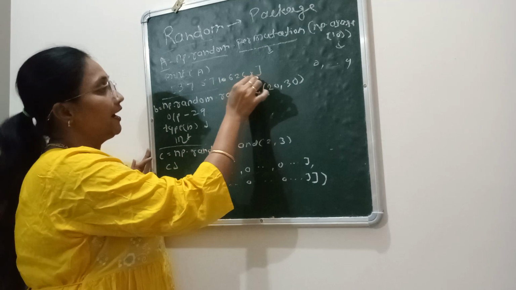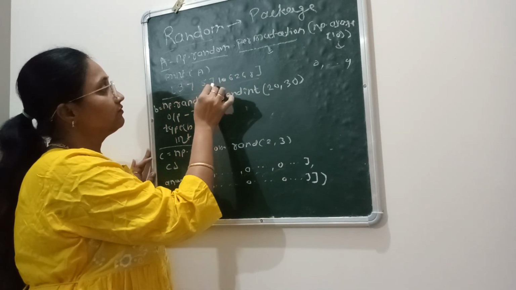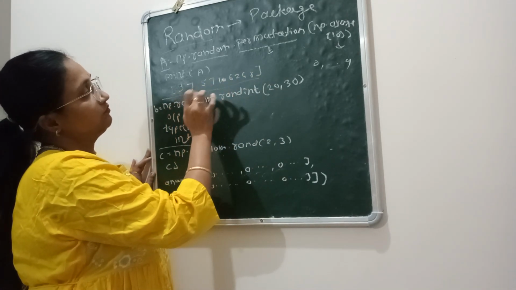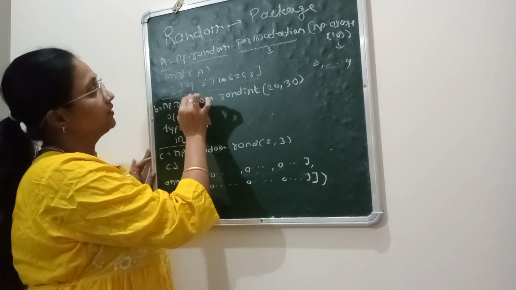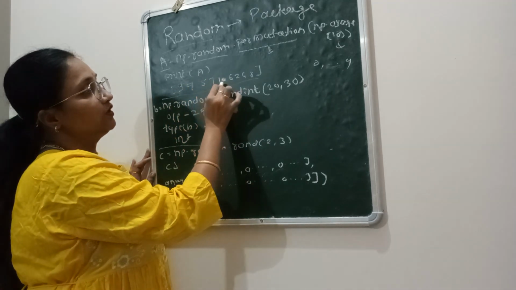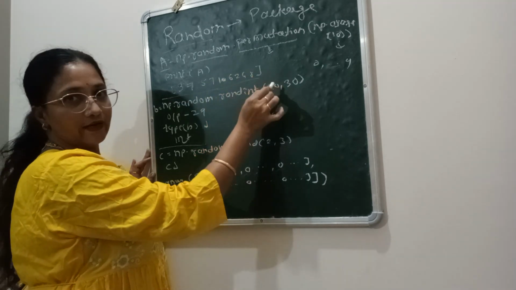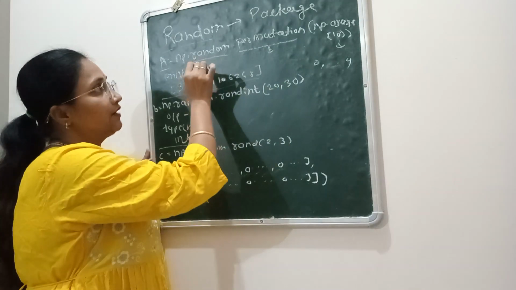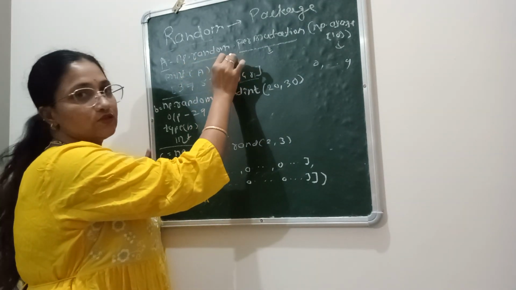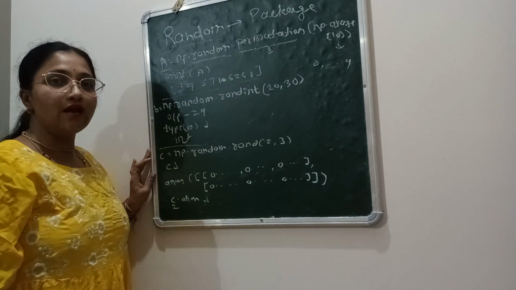So now I got this output 3 7 5. Okay, this is 9. Okay, 5 7 1 0 6 2 4 8. Okay, so you may get it in any way. So this is the permutation, and the random package is used for creating any random values.